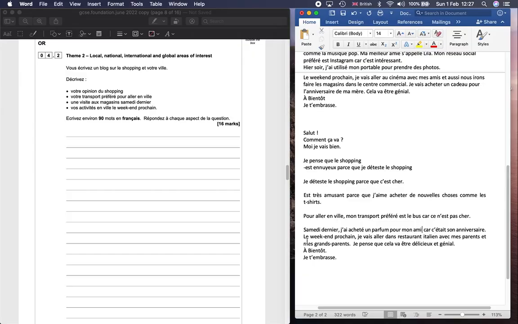And then weekend prochain, the next weekend. So le weekend prochain, je vais aller dans un restaurant italien avec mes parents et mes grands-parents. So next weekend, I'm going to an Italian restaurant with my parents and my grandparents. Je pense que cela va être délicieux et génial. I think that it's going to be delicious and great. See you soon. À bientôt. Je t'embrasse.